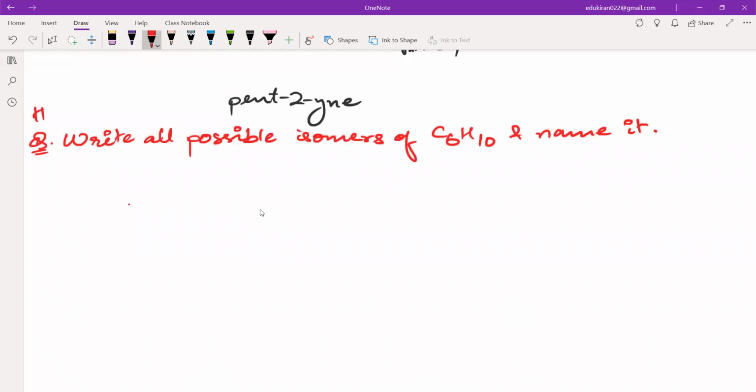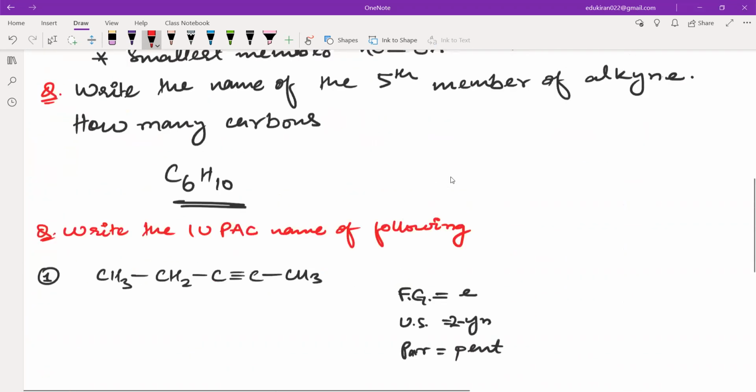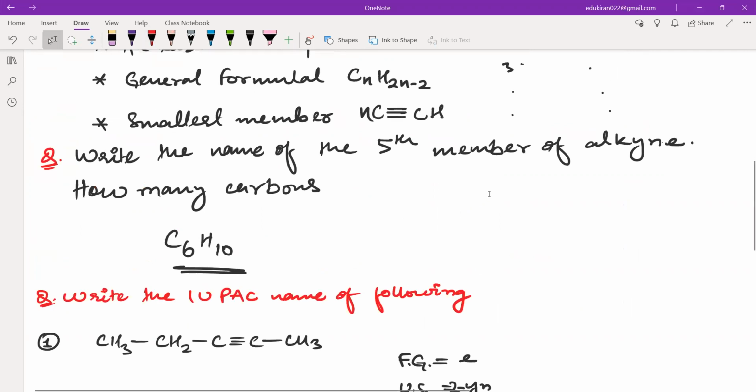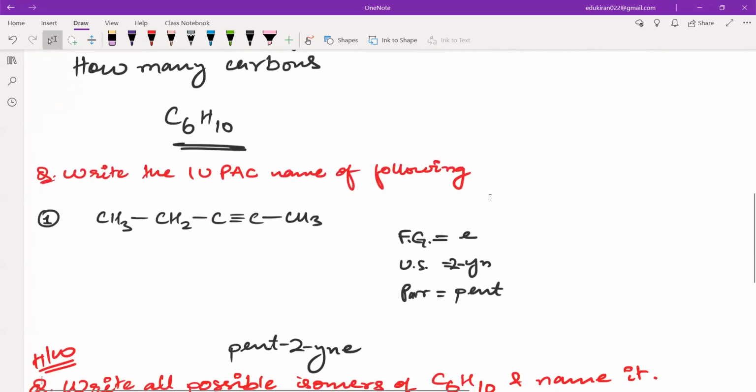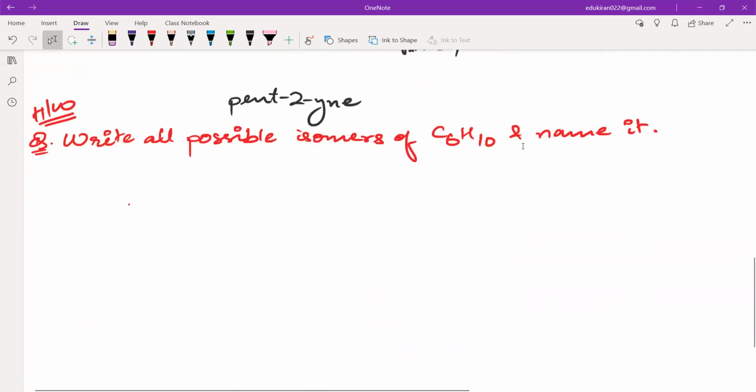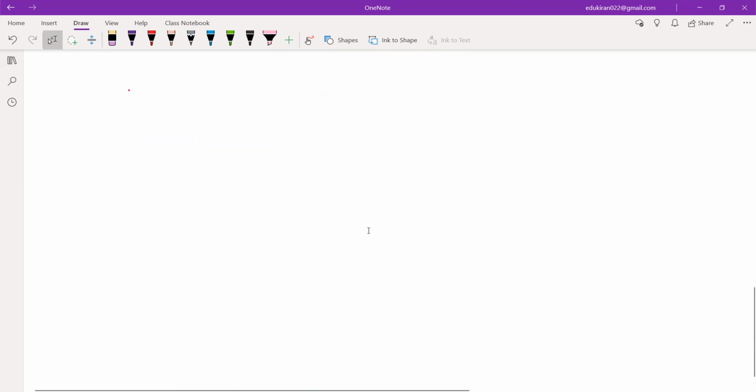This is your homework. Do this, then check it in the NCERT. I think there is one question in the NCERT like this. It is in the examples only, not in the problems. Check NCERT, you will see this question, not exactly like this. It will be like, what is the fifth member of alkyne, what is the molecular formula, and write all the possible isomers and their names. So when you do this, after that check in NCERT. But as of now, let us write preparation of alkynes.